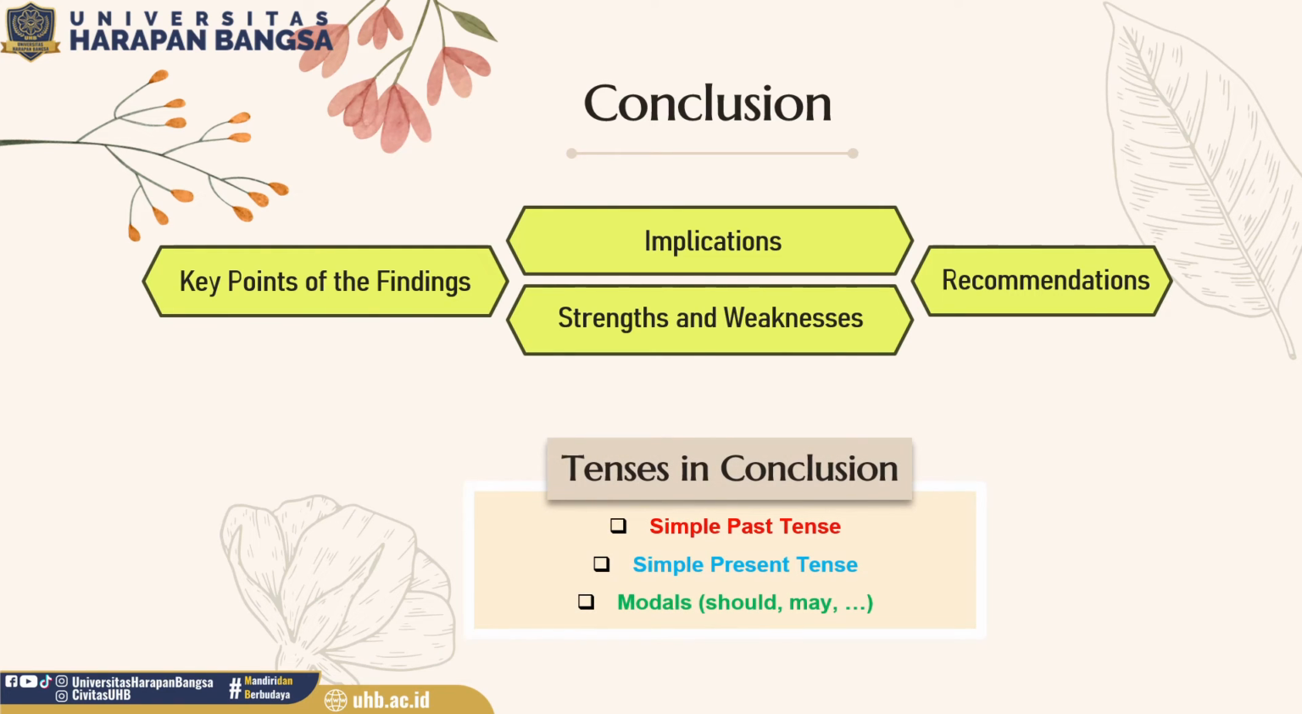Tenses in conclusion. First, simple past tense. This is to summarize findings or report the results. Second, simple present tense. It is to talk about implications and suggest future research. And the last is modals. This is to show recommendations.